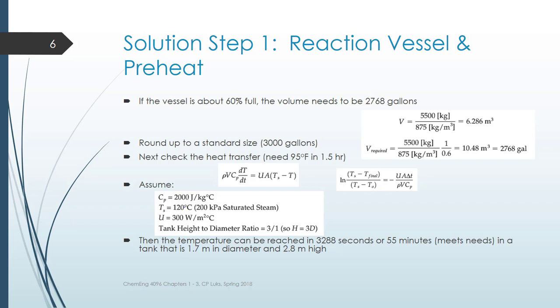How do we do this? Well, we need to figure out what the volume is. They take as standard that the vessel should be about 60% full. That allows for a little bit of expansion, overfilling, if it gets hot and expands. Okay. Based on this and the density that they know, they come up with a volume of 6.286 cubic meters.